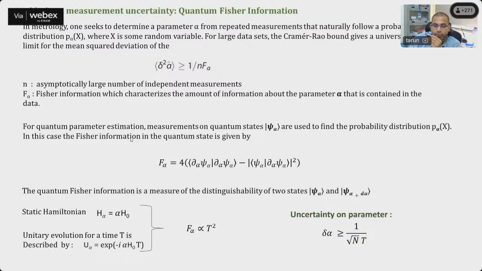Now, for the static Hamiltonian, and this is the form of the Fisher information, how to calculate it. Psi alpha is the quantum state. For a static Hamiltonian, the Fisher information will be proportional to t squared, where t is the experimental time or observation time. And the uncertainty, as usual, delta alpha will be 1 by root over N and into t, because F alpha is proportional to t squared. So from the Cramér-Rao bound, it will be 1 by root over N t.